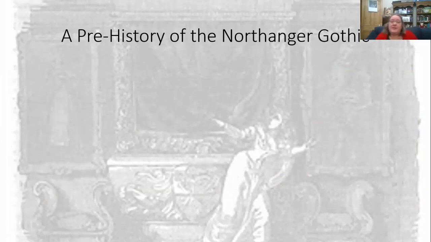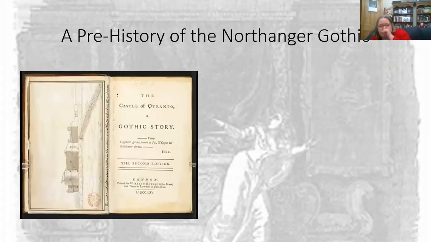But in order to understand the 1790s Gothic and the real heyday of the Gothic, I'm just going to take us back a little bit, to the prehistory of the Northanger Gothic and the rise of the Gothic novel. So, as you're probably aware, the novel that's often considered to be the first Gothic novel was Horace Walpole's The Castle of Otranto.